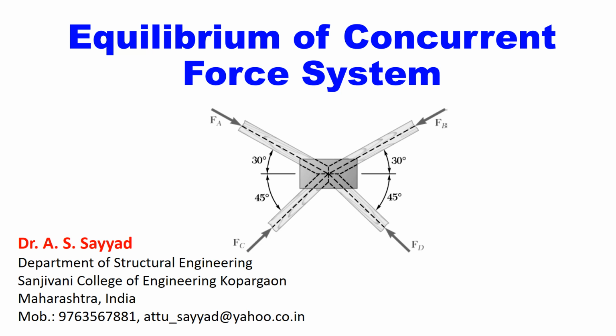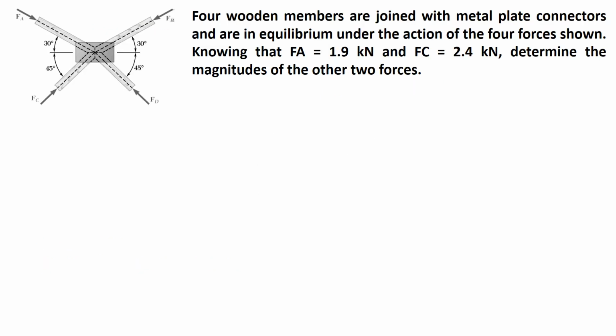In this class we will see one more problem on equilibrium of concurrent force system. The statement of the problem is: four wooden members are joined with metal plate connectors and are in equilibrium under the action of four forces as shown in the figure. So this is a rectangular metal plate where these four inclined wooden members are connected. This system is in equilibrium under the action of these four forces.